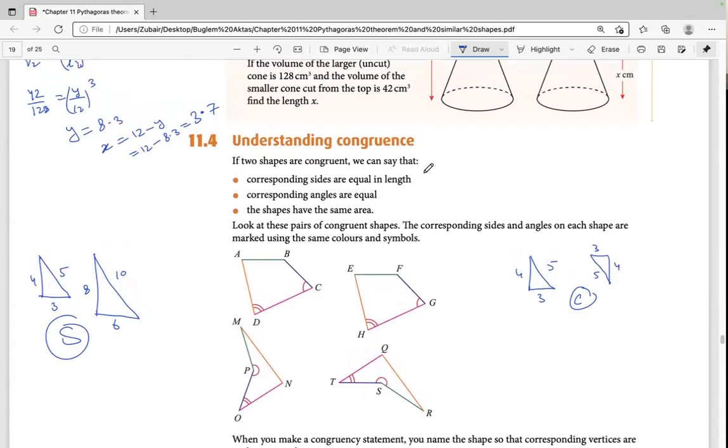So if two shapes are congruent, what can we say? Corresponding sides and lengths are equal. Angles are equal. Shapes have same area. So when everything is same, obviously they'll have same area and they'll have same volume. For example, two new cars of same model. So they are congruent. Every length is same, every angle is same, weight is same, volume is same. Right.